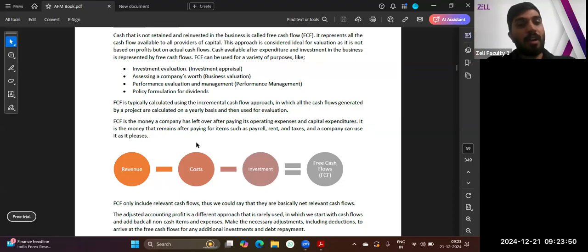Correct? Because when I'm committing to investors, I'll give you dividends. Where will I give it from? So this is why we use the free cash flow element as a metric to decide how much of the dividend is to be paid. Clear?